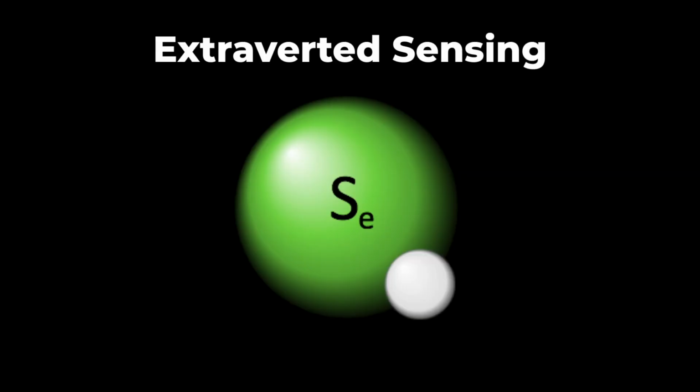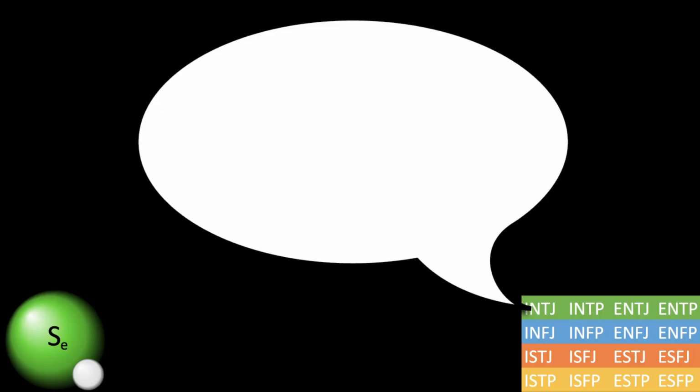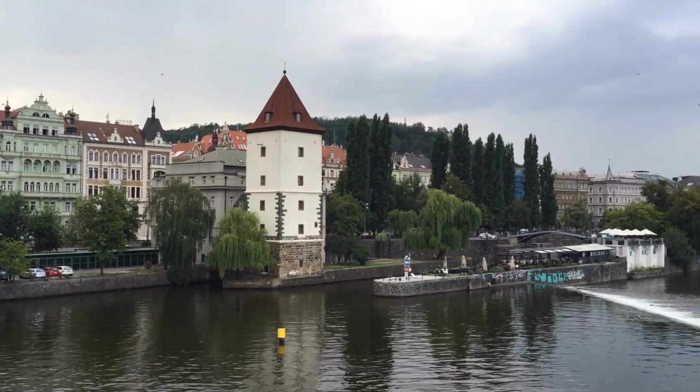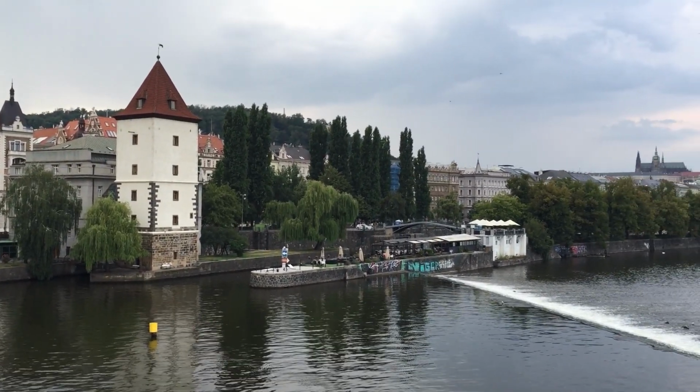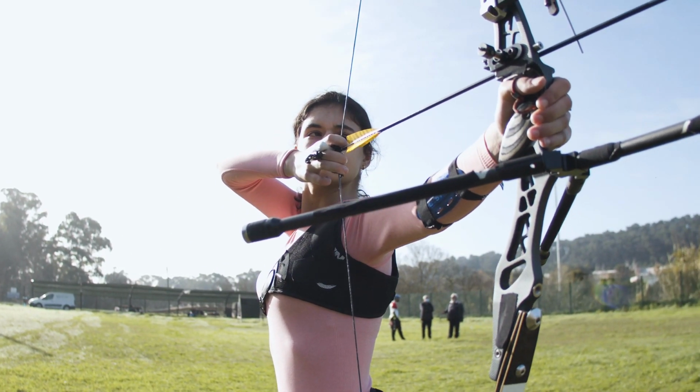Extraverted Sensing seems like if people looked at you and thought to themselves, damn, this guy really has somewhere to be, does he? He needs to relax. This is like a present moment, very in tune with surroundings kind of function. They always know where they're going. They are so aware of what's going on in the here and now. People with this function can solve those stupid CAPTCHA puzzles that pop up every 5 seconds.